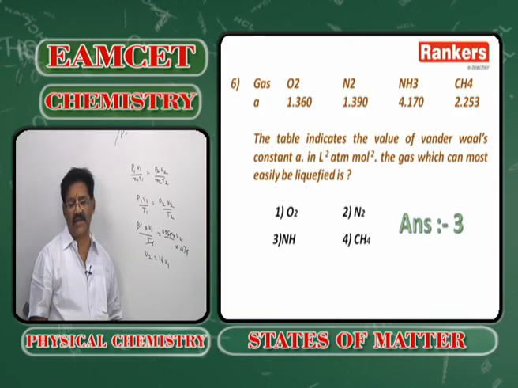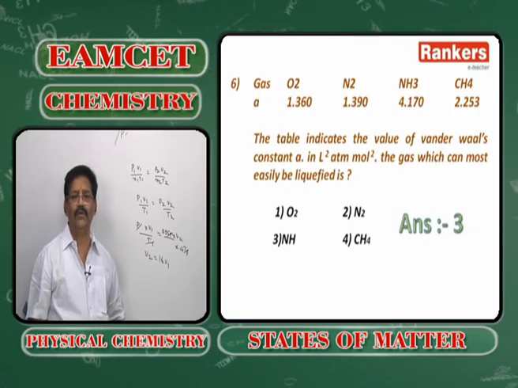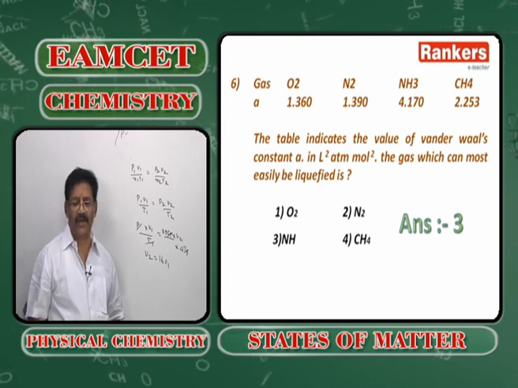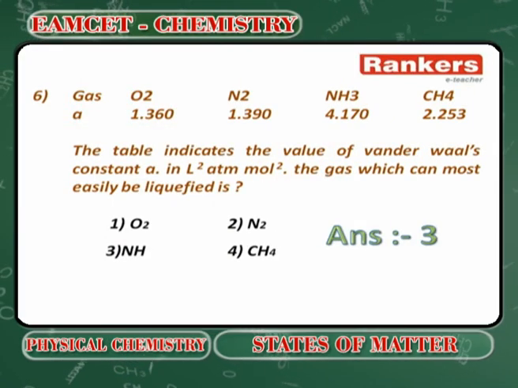In the given set, which has the high A value? Ammonia. So ammonia can be liquefied easily. So, option 3.